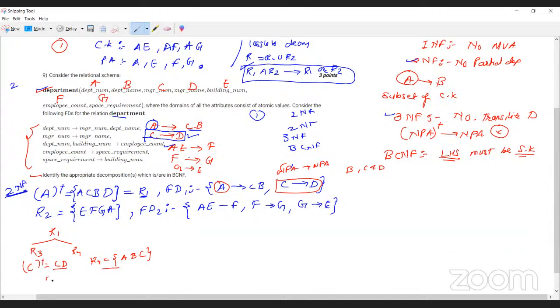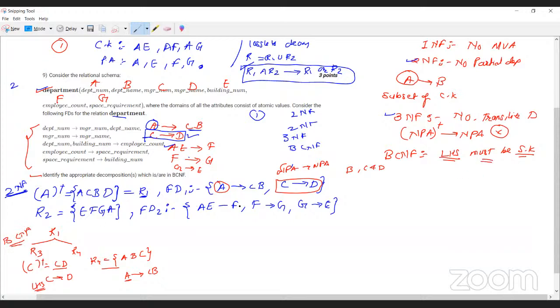Now if you see, C determines is applicable here and A determines CB is applicable here. In both the relations, the left hand side is a super key, right? For this relation R3, C is a super key. For this relation R4, A is a super key. Are you getting it? So R3 and R4 are in BCNF, right? Because the left hand side is a super key.